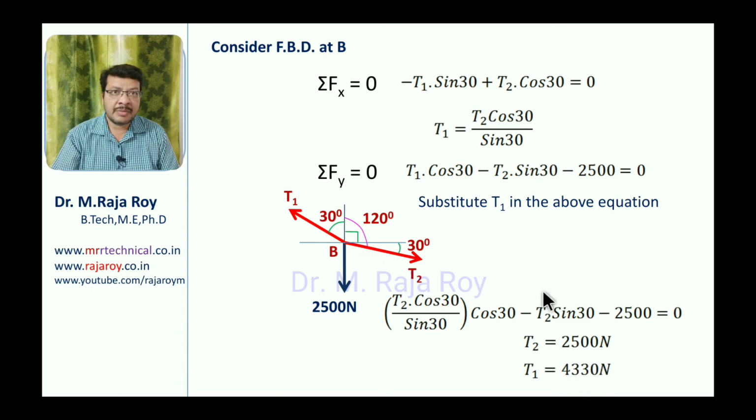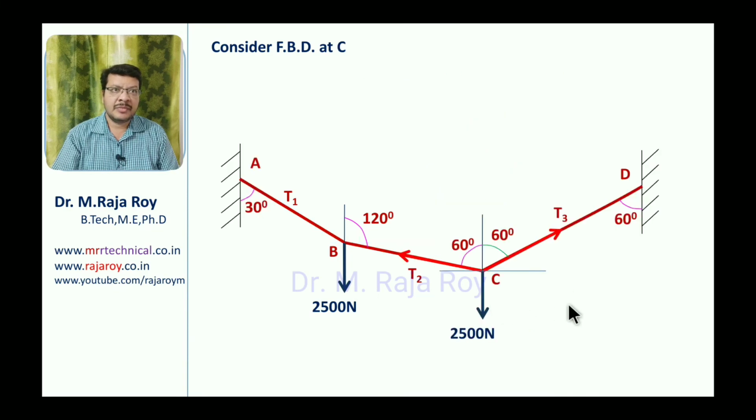The other parameter we have to calculate is T3. So T3 is somewhere here. That's why take the free body diagram at point C. Then if you observe here, this angle is 60, means this will become 60. So here equal angles are there with respect to vertical. Then automatically T2 will become T3, but we will do the problem.